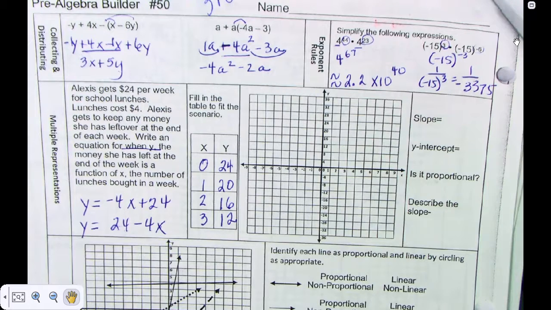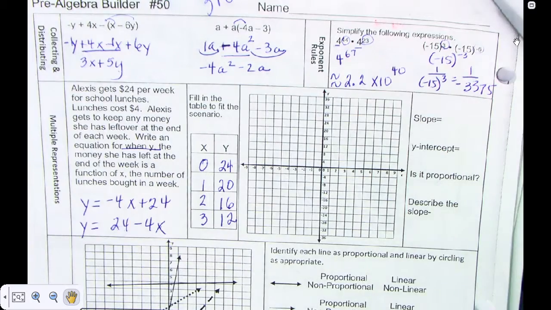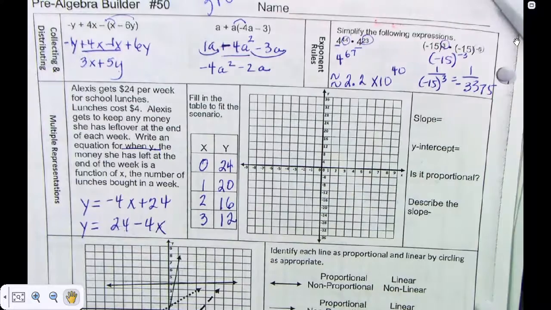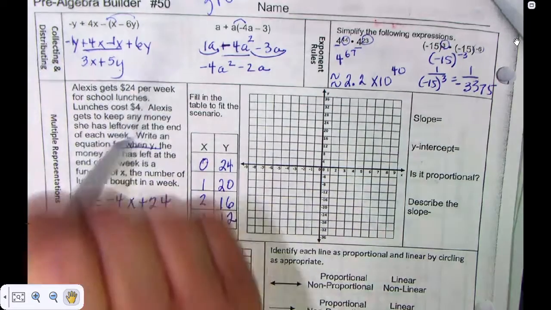Remember, I make mistakes in here, and you need to speak up if you don't understand, because the teacher might be wrong sometimes. So that shouldn't have made any sense to you. How could you have more money at the end of the week than $24 if you spent money on lunches every day? You should have gone, that doesn't sound right. If you didn't question it, that means you weren't even paying attention to what it was asking.